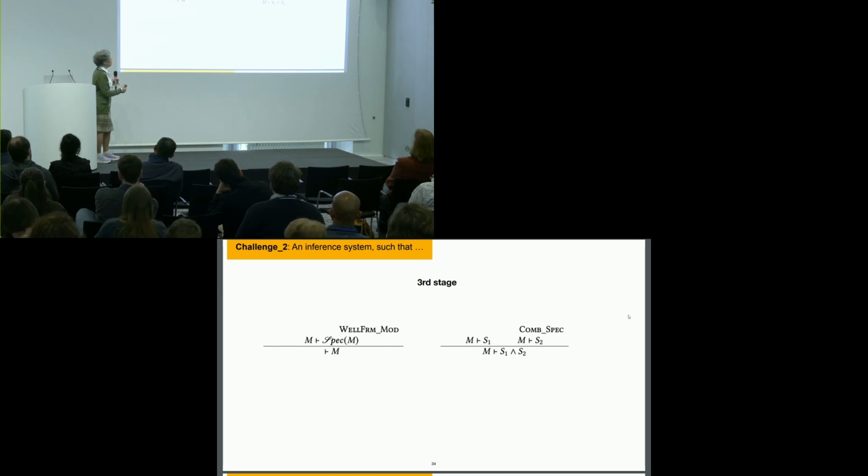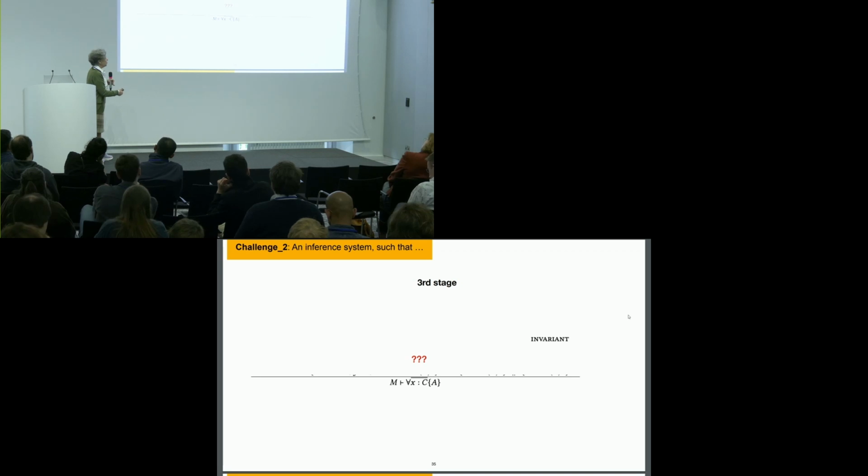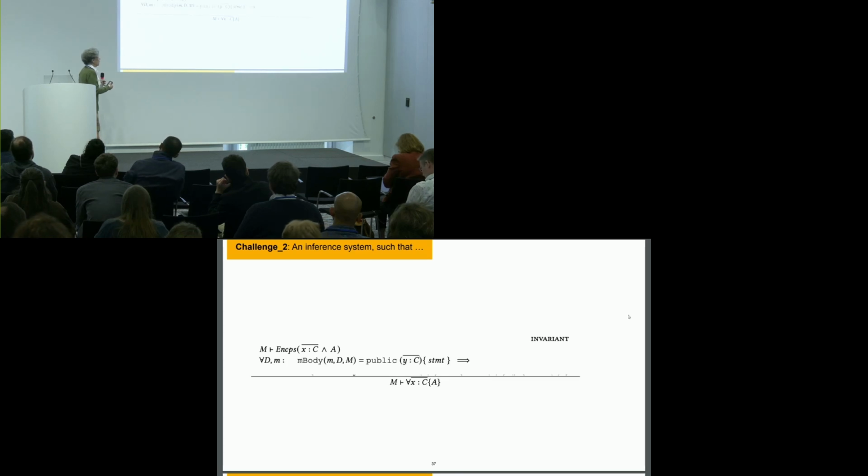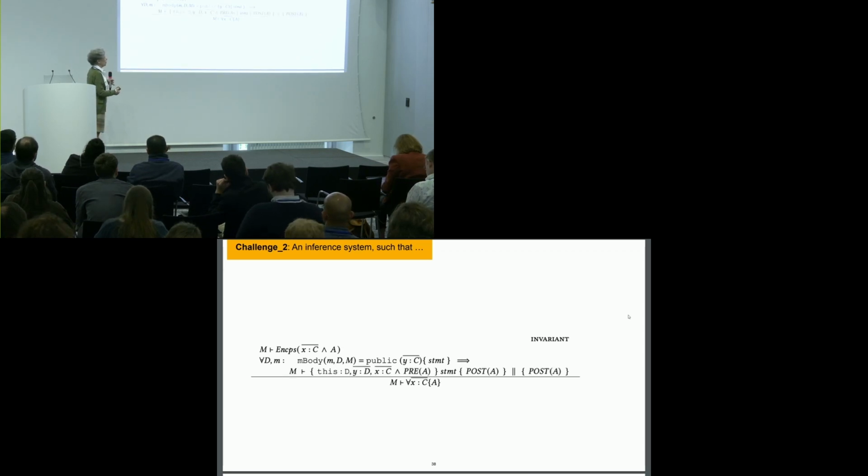So how do I prove that the module satisfies the specification? It has to be that the module is well formed, and it has to satisfy the specification, using the standard rule for combining various specifications. And now how do I prove that those invariants are upheld? First we need to know that this invariant is encapsulated, because otherwise anybody can break it. Then we have to find all the public methods in the particular module, and then we have to prove that those public methods preserve the invariant.